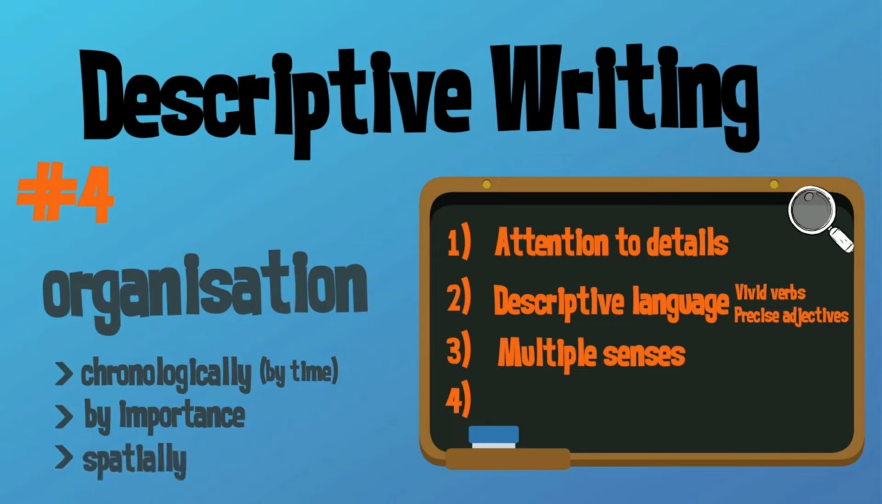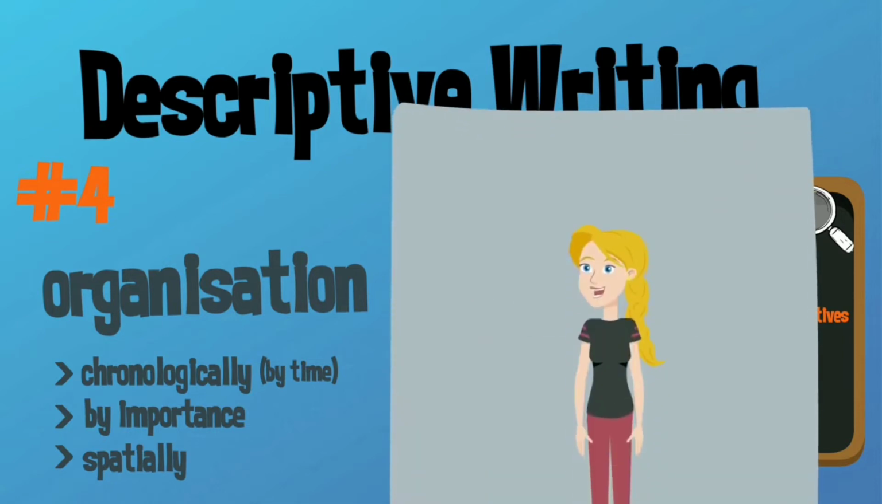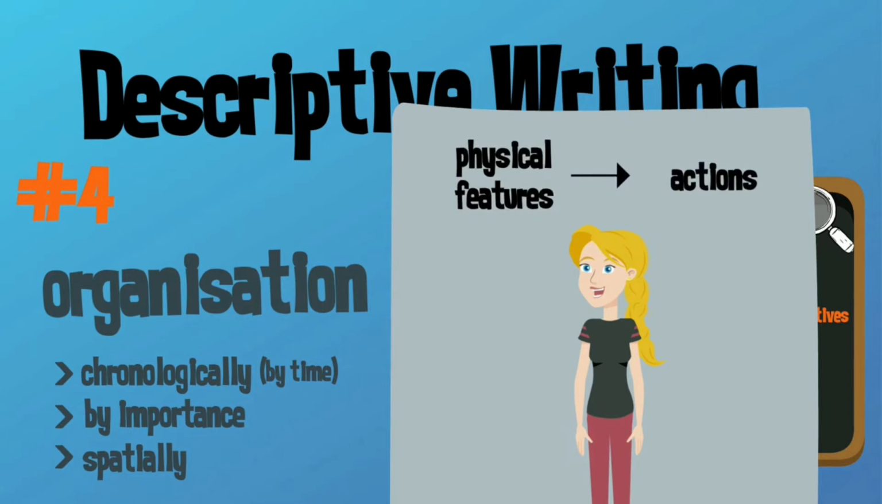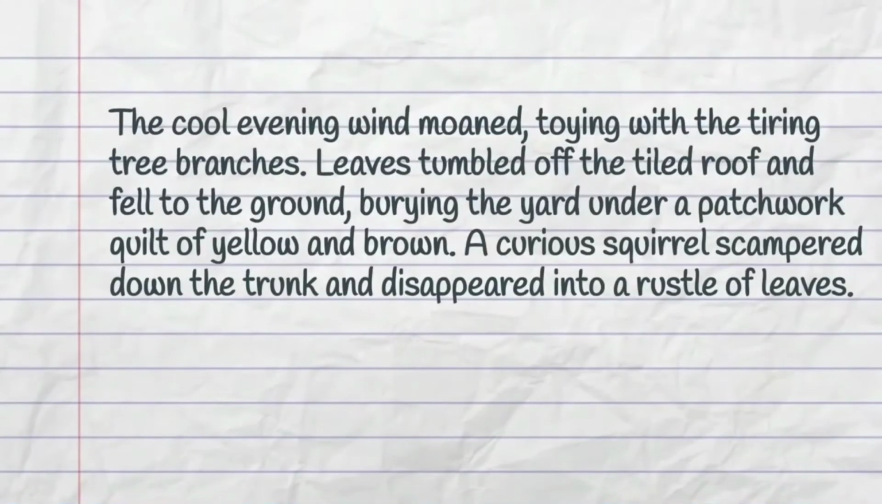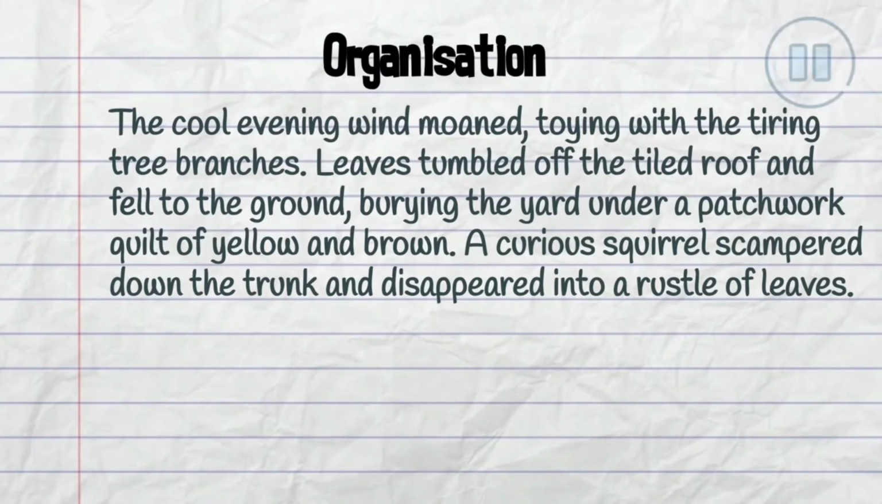Description should be organized in a way that we might focus on one part of an object and then move on to the other. For example, if we are describing a person, we might start by describing physical features and then move on to describing the actions. Or you might start at the top with their hair before moving down to their facial features and then on to their clothing. Can you work out how this descriptive paragraph has been organized?